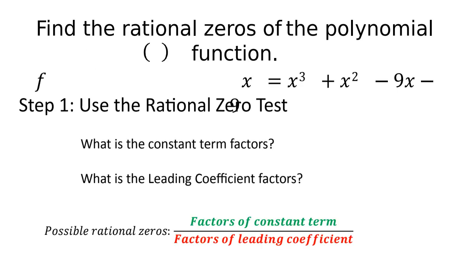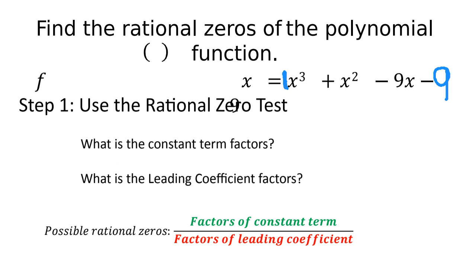So find the rational zeros of the polynomial function using the rational zero test. So what are the constant term factors and what are the leading coefficient factors? In this one, the constant is negative 9, and our leading coefficient is 1 because this x cubed has a 1 in the front. So to find the possible rational zeros, we're going to write down the factors of 9 over the factors of the leading coefficient.